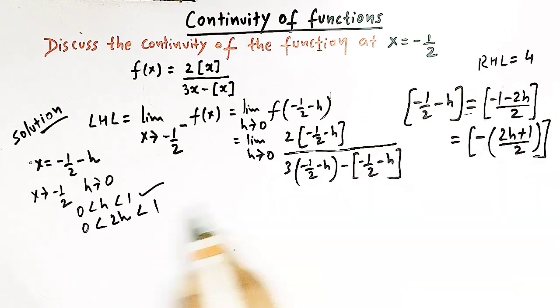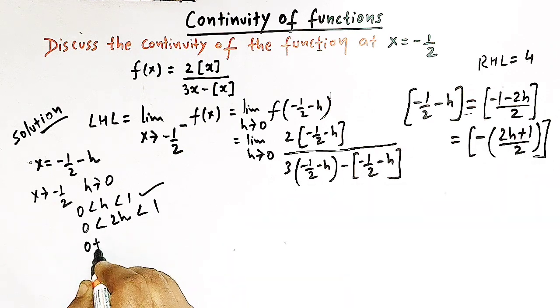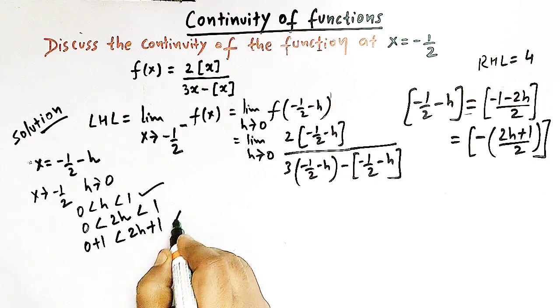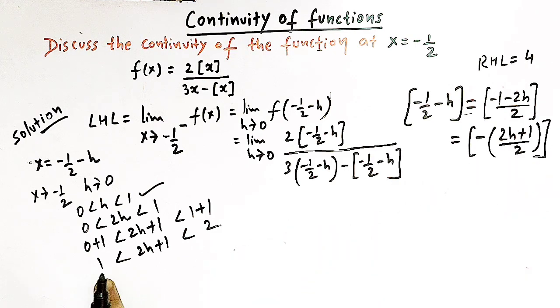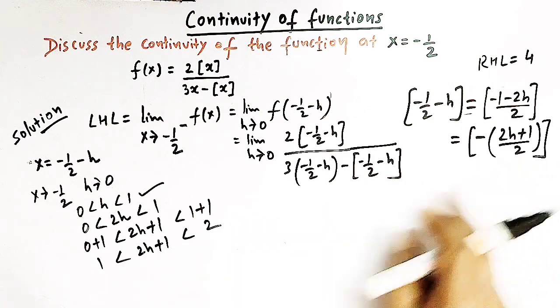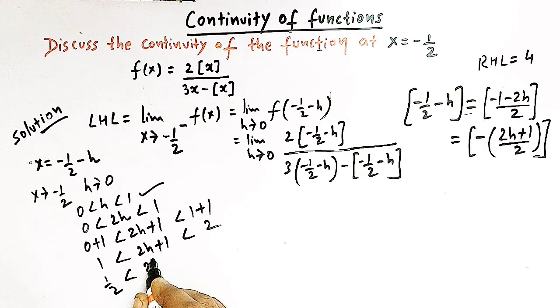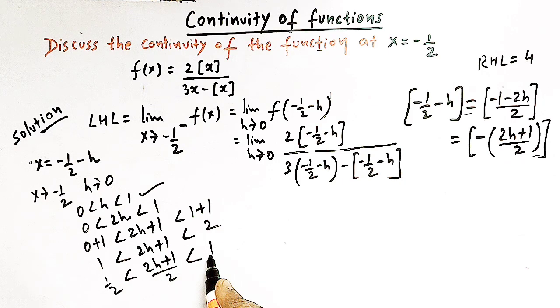So now adding 1 throughout we have 0 plus 1, 2h plus 1. Here we have 1 plus 1. So this is 1, 2h plus 1. This is 2, right? And let us divide throughout by 2. We have half. Here we have 2h plus 1 over 2. And here 2 over 2 is 1, right? So we have 2h plus 1 over 2. It lies between half and 1, that is greater than half but less than 1.